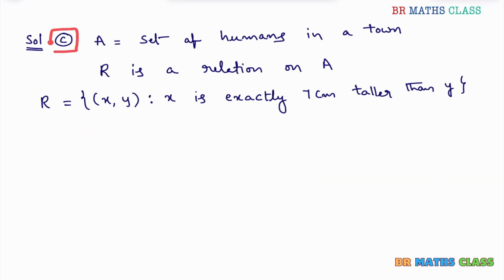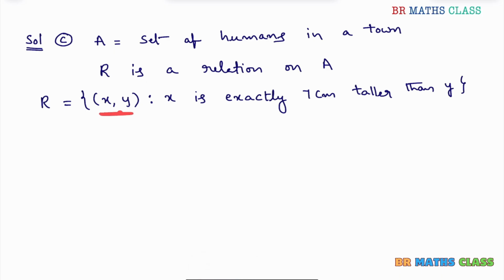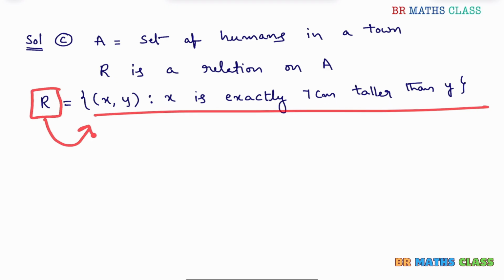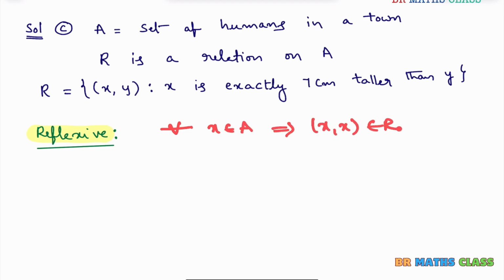You observe this C bit. A is a set of humans in a town. R is a relation on A, and the relation is like this: ordered pair (x, y) such that x is exactly 7 centimeters taller than y. Now you need to check whether this relation is reflexive, symmetric or transitive. First, we will check the reflexive condition. What is the definition of reflexive? For every x in set A, the ordered pair (x, x) belongs to the relation. Then we say that the relation is reflexive.